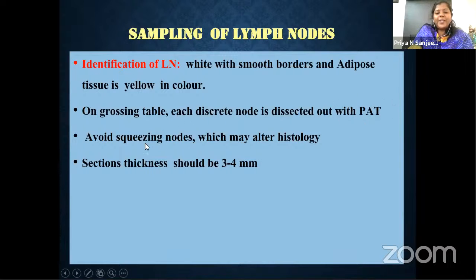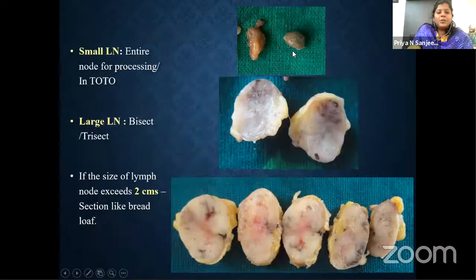The fat should be retained, and we should avoid squeezing of the nodes as it may alter the histology of the lymph node. And when we gross, the section thickness should be 3 to 4 mm. Firstly, we have to measure the lymph node in all three dimensions, and the smaller lymph nodes can be taken in toto. There is no need to cut it. Entire tissue is taken for processing.